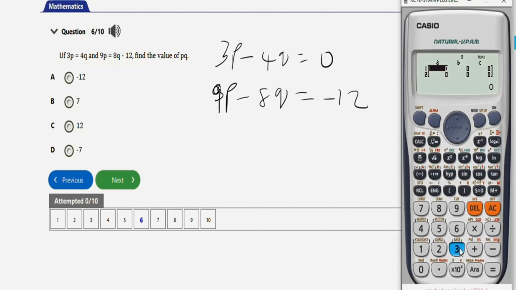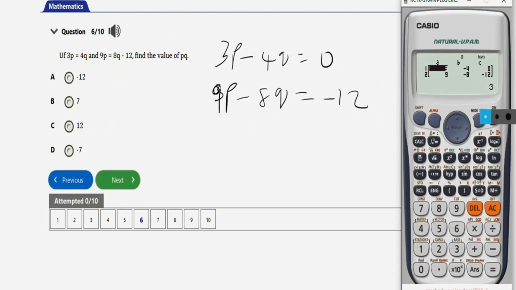So for the first equation we have coefficients 3 and minus 4 and 0, the constant. Then the second one we have 9, minus 8 and minus 12. So that's it, guys. Press equals now. So we have x to be negative 4 and y to be negative 3. We're asked to find the value of pq. So pq is minus 4 times minus 3, which gives you 12. The right option is option C.